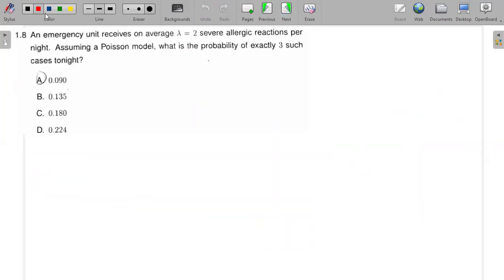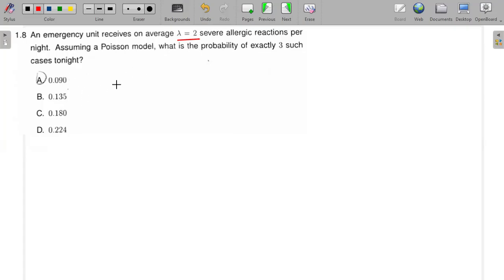Okay, what about question 8? Question 8, they're saying an emergency unit receives on average lambda equals 2 severe allergic reactions per night. Assuming a Poisson model, what is the probability of exactly 3 such cases tonight?